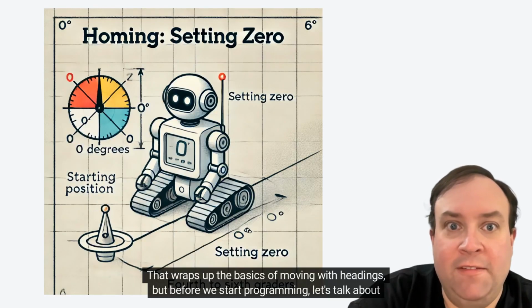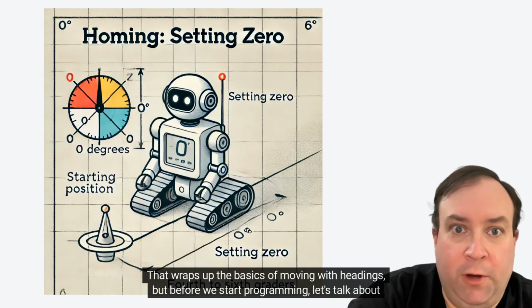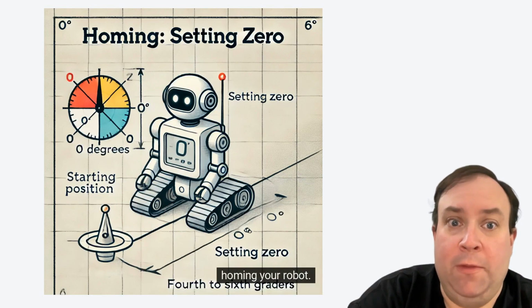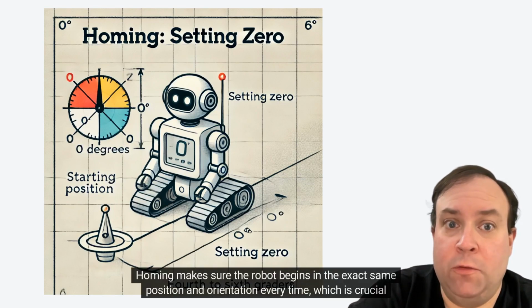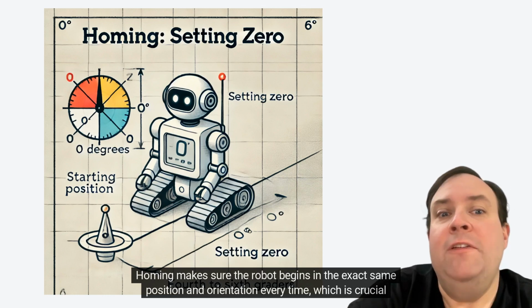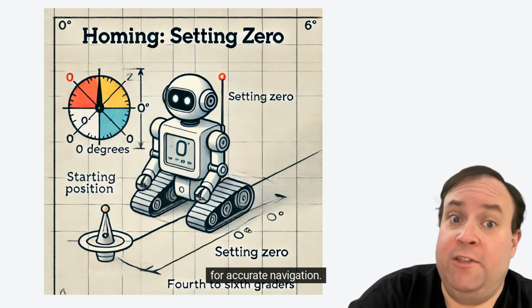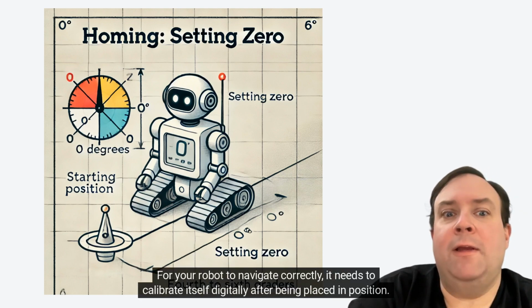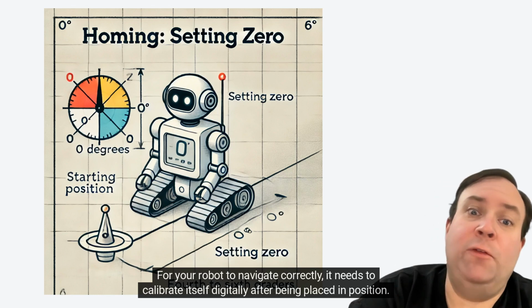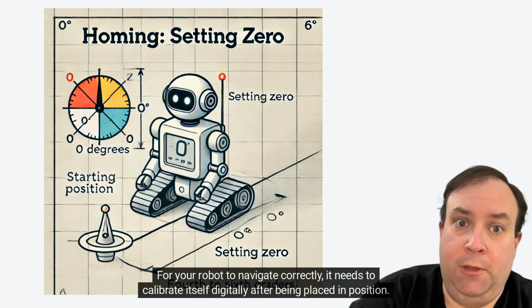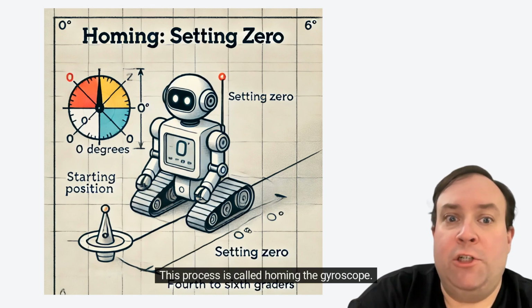That wraps up the basics of moving with headings, but before we start programming, let's talk about homing your robot. Homing makes sure the robot begins in the exact same position and orientation every time, which is crucial for accurate navigation. For your robot to navigate correctly, it needs to calibrate itself digitally after being placed in position. This process is called homing the gyroscope.